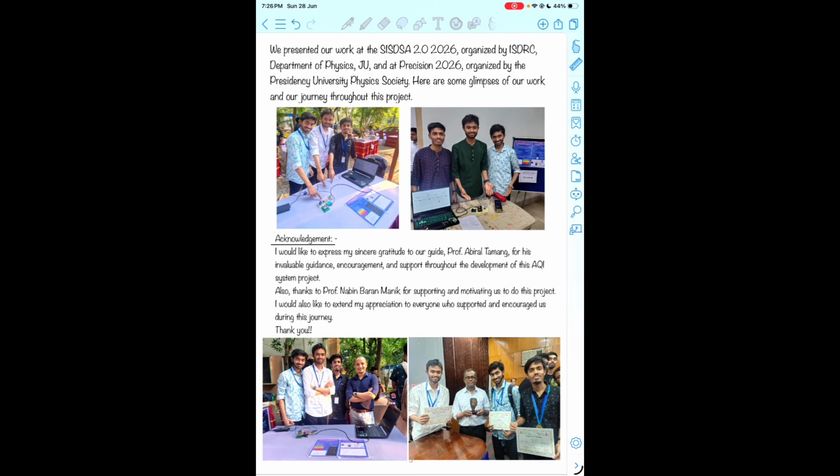We presented our work at the Scientific Innovation and Skill Development for Societal Advancement 2026 seminar organized by the Innovation Skill Development Research Center, Department of Physics, Jadavpur University, and at the Precision 2026 seminar organized by the Presidency University Physics Society. Here are some of the moments of us presenting our work at Jadavpur University and Presidency University.